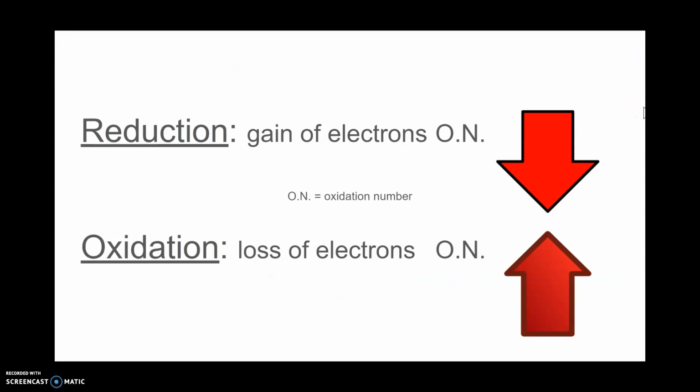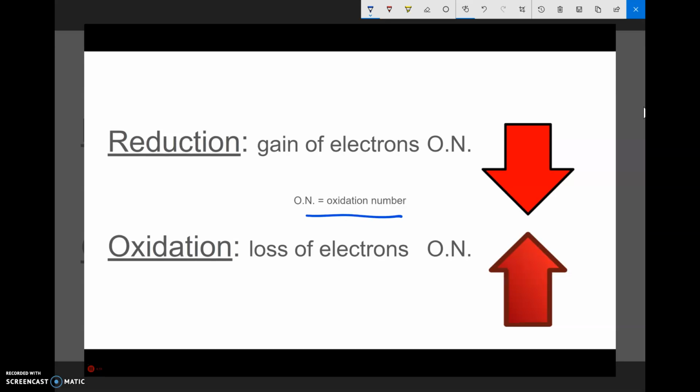Okay, here's just a visual for you. Remember that reduction is the gain of electrons. ON means oxidation number. So when our oxidation number decreases, or reduces, as I like to say, that's going to be reduction. Oxidation means that we lose electrons, and when the oxidation number increases, that means oxidation.